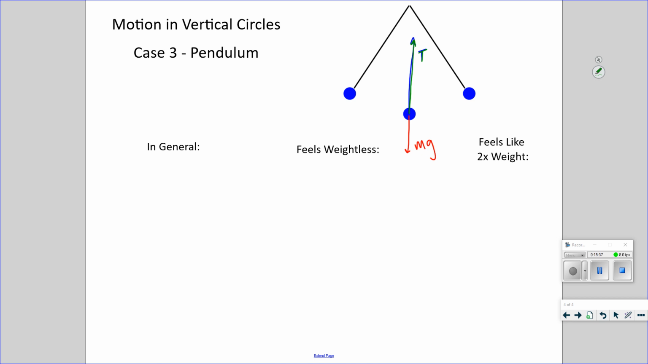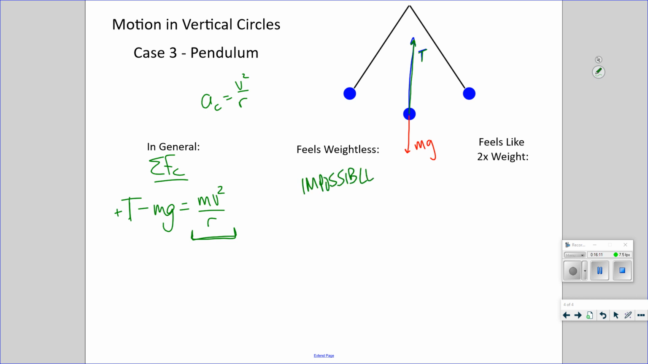In general, well, our net F_C says T minus mg is mv squared over r. Right, the inward explicitly is positive, the outward's negative. And here's our ma_c. You notice I stopped writing ma_c and started just using the fact that a_c is v squared over r. Now, could you feel weightless at the bottom? No, you cannot.